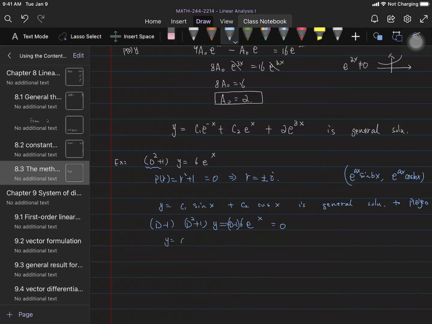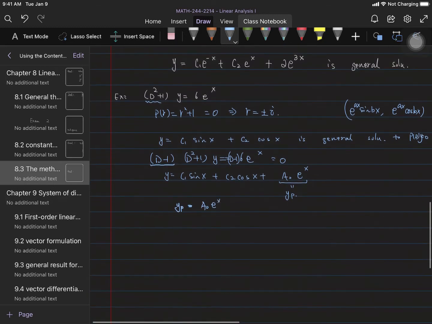General solution should be C1. We still write down C1 cosine, sine, cosine in front, and a naught e to the x. So corresponding to that one, that is a naught e to the x. So this is yp. Particular solution. Yp equals a naught e to the x. Plug this into the original differential equation. D squared plus 1 y, which equals 6 e to the x. Okay, so that means d squared plus 1 a naught e to the x equals 6 e to the x.